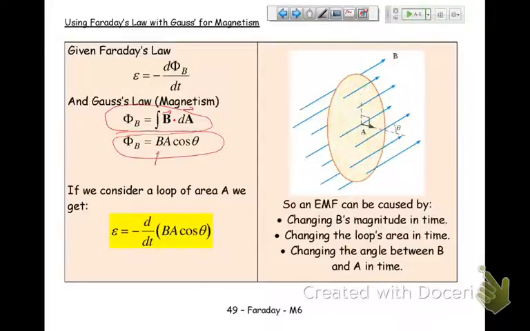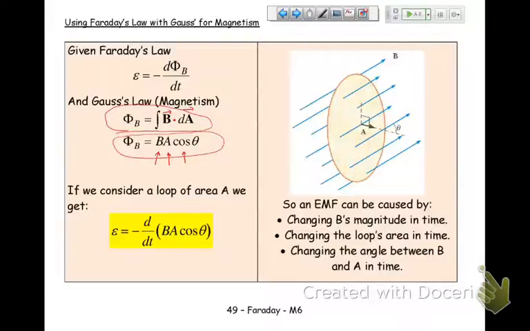I can change my B, leaving the A constant and the angle constant. I could change my A, leaving the B constant and the angle constant. I could change my angle, leaving the B constant and the A constant. Or I can do a bit of all 3, but we tend to do one or other of these. So what would this be? The B would be increasing the magnetic field strength somehow, and the A would be distorting my coil, making it bigger or smaller. They're both pretty hard, actually.